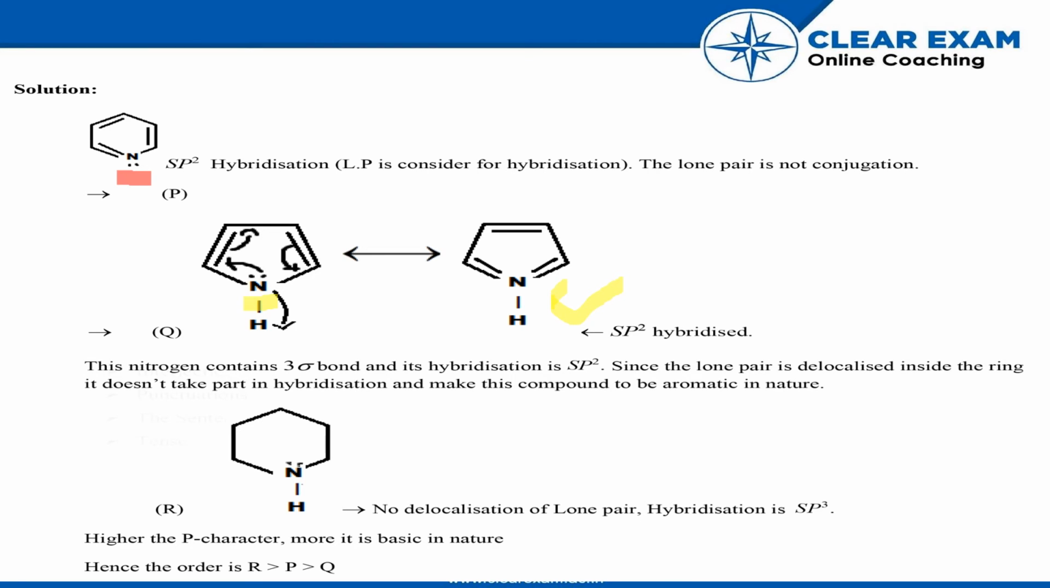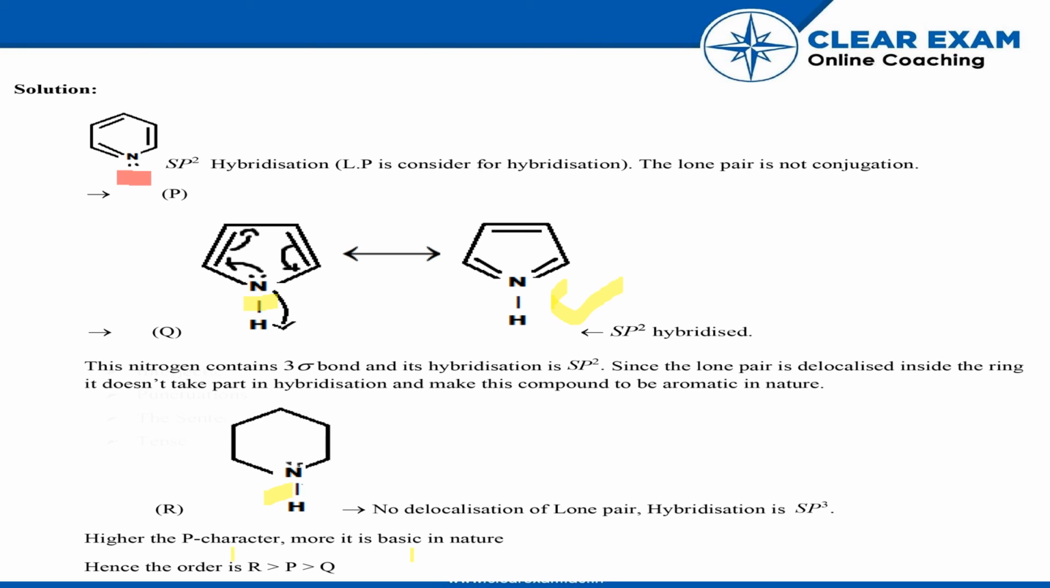Then we will see the third. Here no delocalization of lone pair, as hybridization is sp3. Here hybridization is sp3. So we see the higher the p character, the more basic in nature.